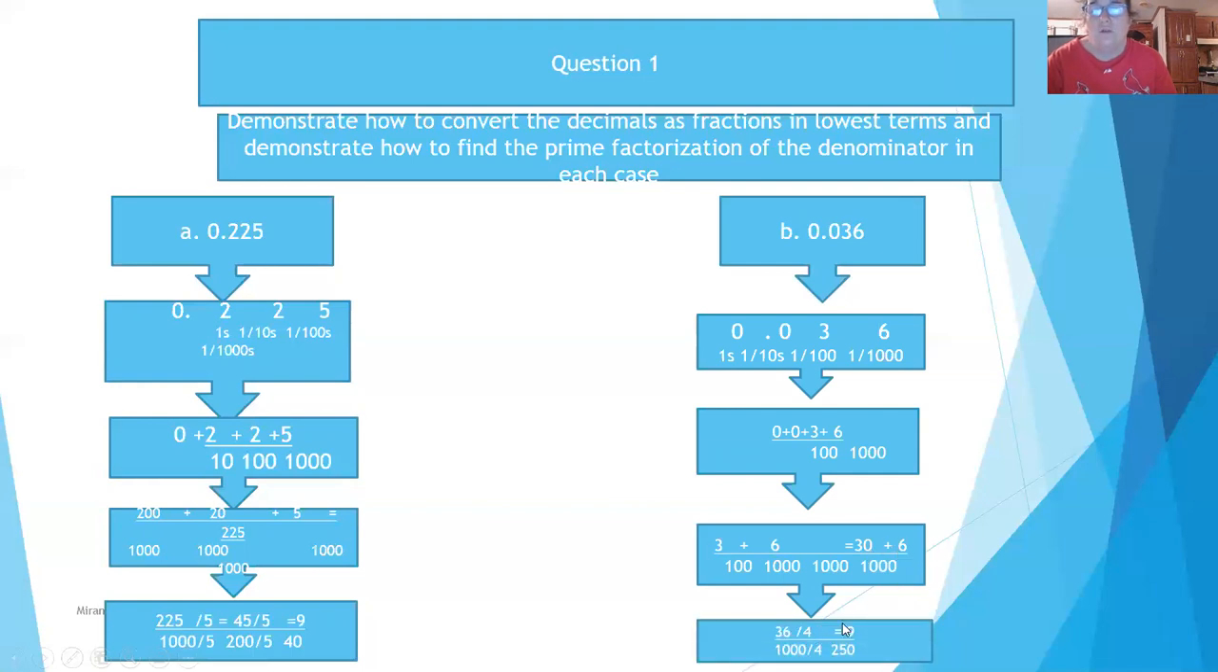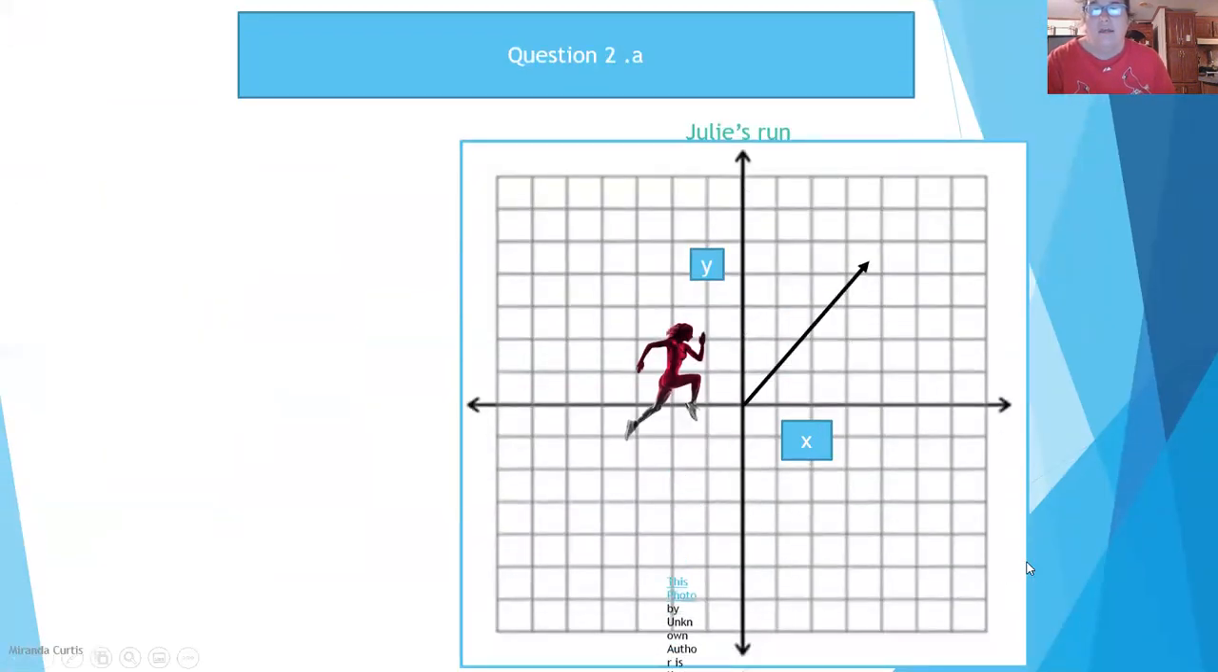Then we're going to divide 36 by 4, which gives us 9. And then 1,000 divided by 4 gives us 250. And that is the lowest term. Okay, here's our second one.